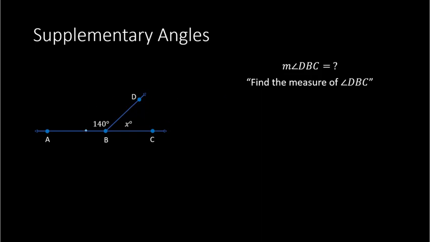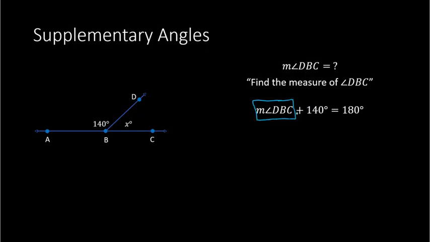Well, we know that these two angles added together give you a line or a straight angle, which is 180 degrees. So the 140 degree angle plus the unknown angle equals 180 degrees. So we can write a little equation: the measure of angle DBC plus 140 equals 180, because they add together to give you 180 degrees. And then we're trying to solve for this measure, to figure out what this angle measure is.